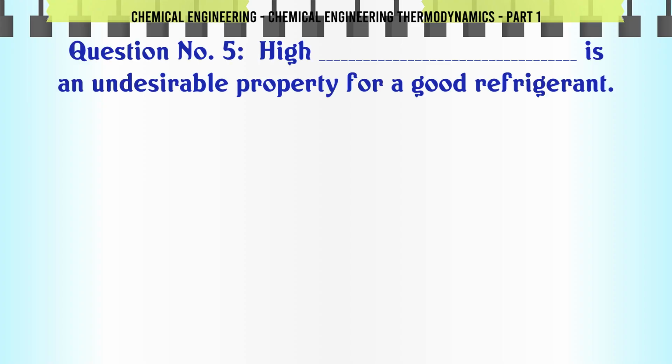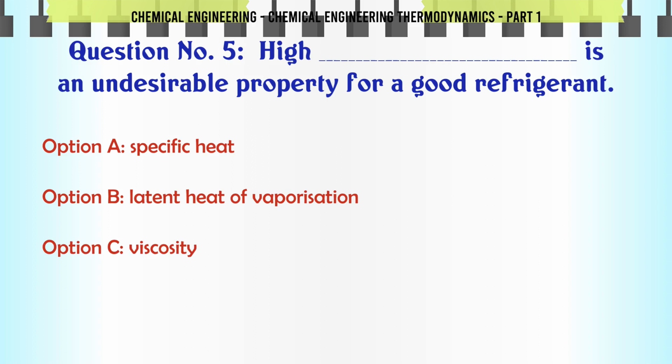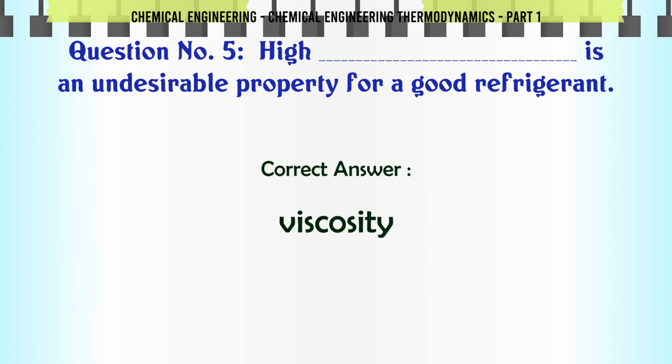High ___ is an undesirable property for a good refrigerant. A. Specific heat, B. Latent heat of vaporization, C. Viscosity, D. Specific vapor volume. The correct answer is viscosity.